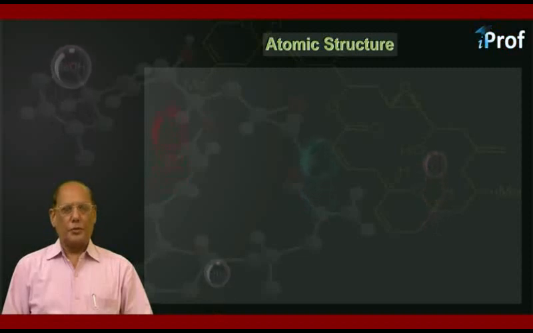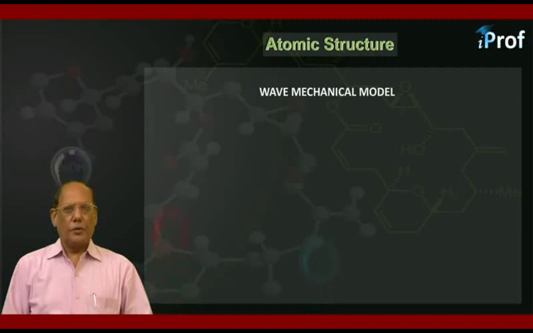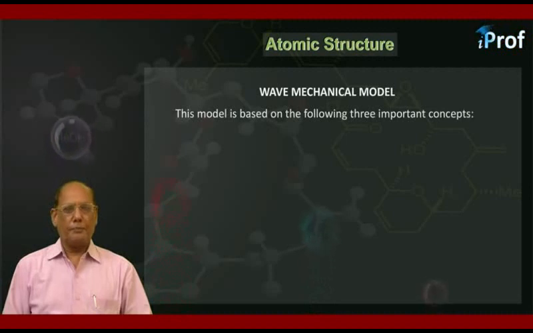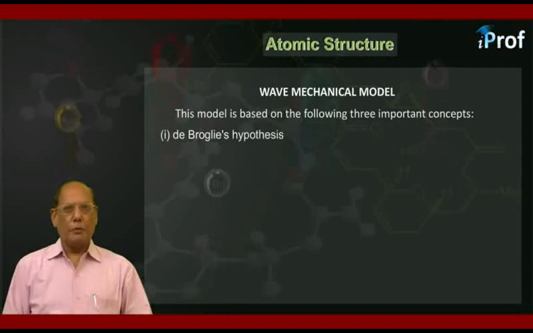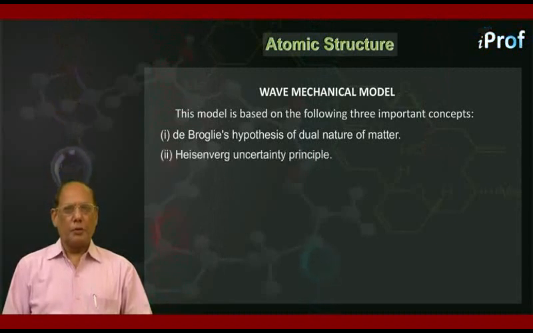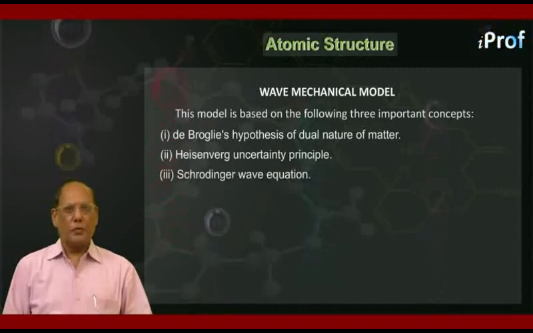Now we shall discuss the modern model about atomic structure, that is wave mechanical model. This model is based on the following 3 important concepts. Number 1, de Broglie's hypothesis of dual nature of matter. Second, Heisenberg uncertainty principle. Third, Schrodinger's wave equation. Let us learn them one by one.